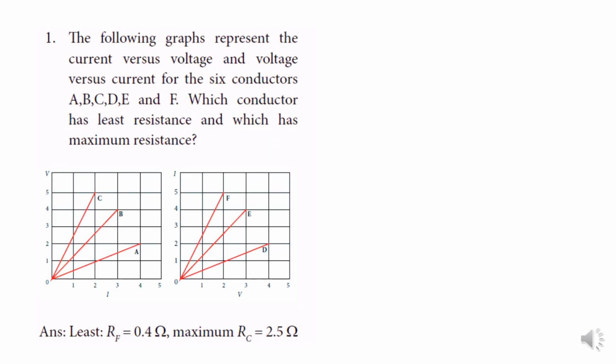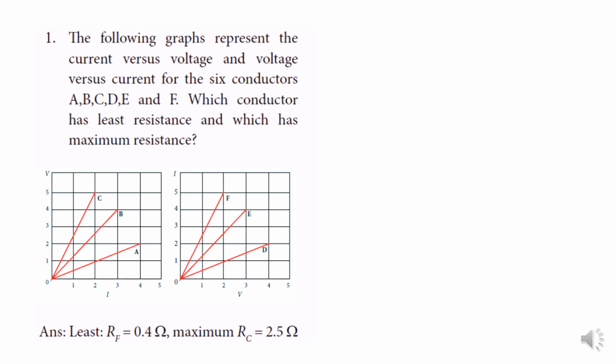Hello, let's solve this question. The following graphs represent the current versus voltage and voltage versus current for the six conductors A, B, C, D, E and F. Which conductor has least resistance and which has the maximum resistance?